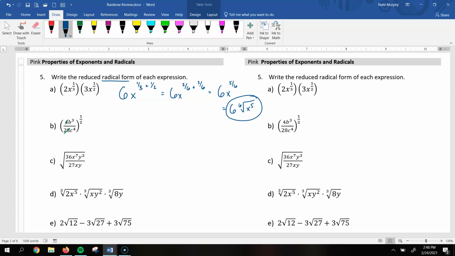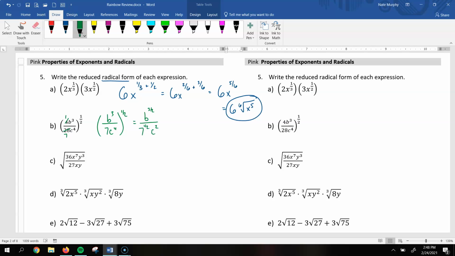All right, let's look at letter B here. So in letter B, there's a couple ways we could do this, but personally what I like to do is reduce first before applying any other exponents. So inside of parentheses, I see that 4 goes into both 4 and 28 evenly. And with the b and the c, those are different bases, so we can't do anything with those, at least not right now. So we're going to have b cubed over 7c to the 4th, all being raised to the 1/2 power. So we're going to have b to the 3/2 power, and we'd have 7 to the 1/2 power. C, now 1/2 of 4 would be 2, so we just have c squared.